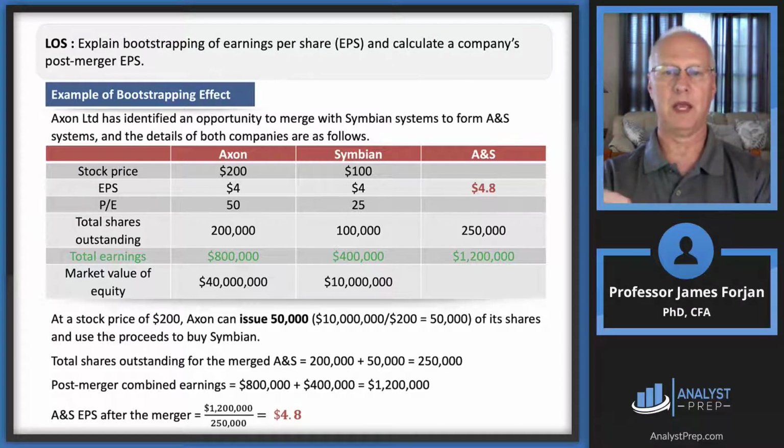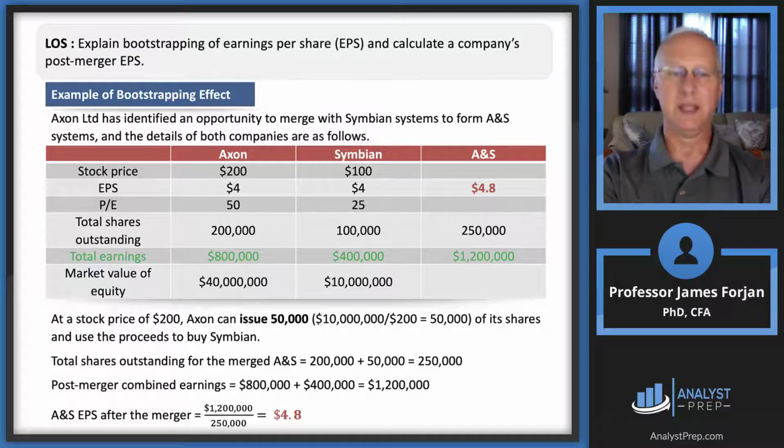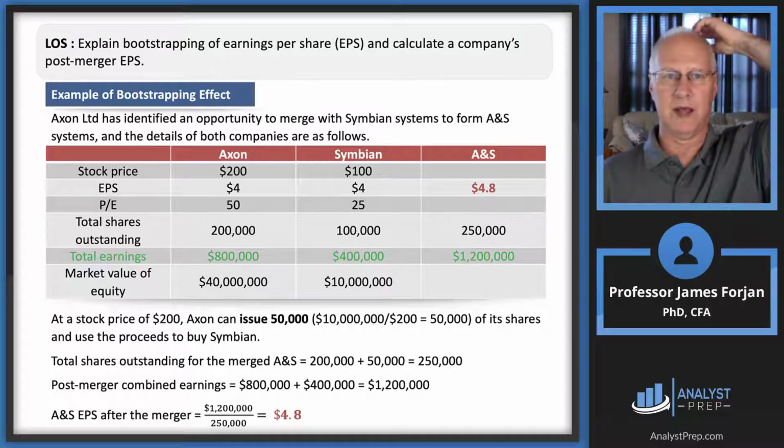So notice what's happening here. We've got 200 of Axon, 100 of Symbian, and we're Axon, right? We're going to take 50,000 of our shares and buy the 100,000 of Symbian shares, and that leaves us with 250,000 out there on the right, total shares outstanding. So if you do the 12 divided by the 25, there you get that 4.8, and the math is shown there underneath the table. I know I went through that fairly quickly, but I'm guessing that you could make it through this table pretty quickly. And so this addresses that LOS, calculate a company's post-merger EPS.